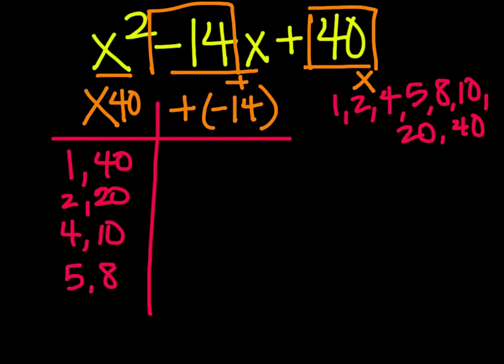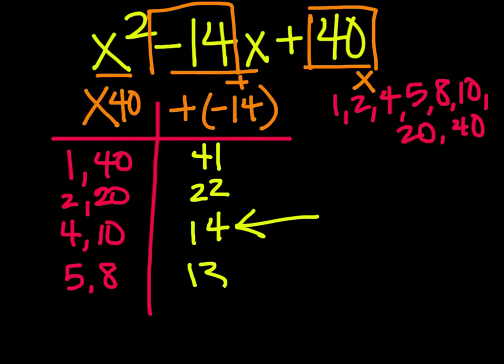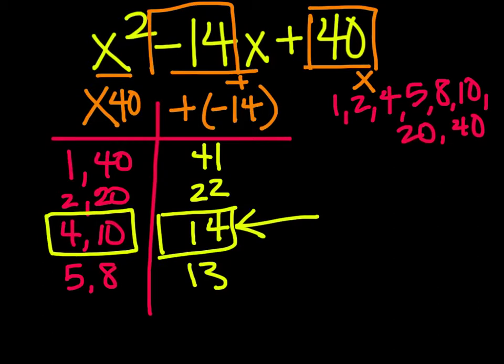Now if I were to add those two numbers up, 1 plus 40 equals 41. 2 plus 20 equals 22. 4 plus 10 equals 14. I'm going to do a little highlight there. And 5 plus 8 equals 13. So it looks like this 4 and 10 are my answer. That's pretty helpful. But my question now is, how do I get it to be negative?